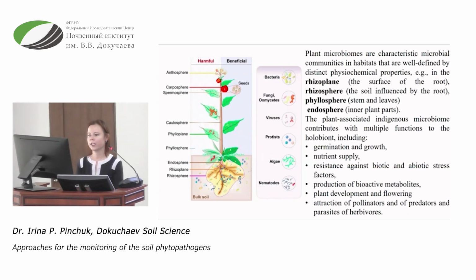So, as we know, plants and microbes form a big system which is very important for the living of the plant and also for the processes which go on in the soil. We can distinguish the system according to the different parts of the plant. Like the top, it will be phyllosphere: stem and leaves. Endosphere will be the inner part of the plants, but now we are not interested in it, and it's a very difficult system.